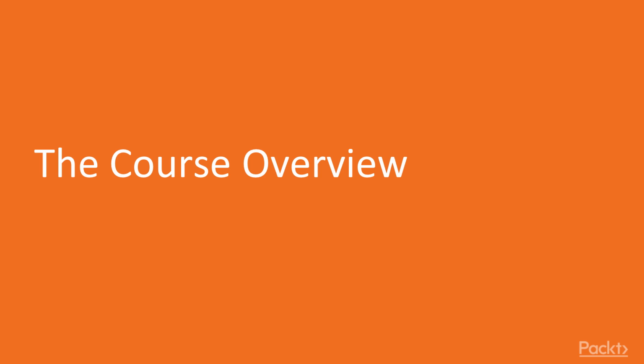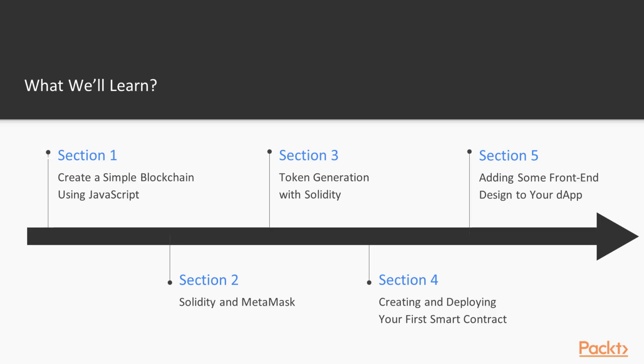So, what is the course outline? In this course, we'll be knowing how to create a simple blockchain using JavaScript, how to create a Genesis block, etc. We'll be creating Solidity smart contracts. We'll be using MetaMask extension, Solidity to create the ERC20 tokens or any other token generations. We'll be creating and deploying our first smart contract. We'll be adding some of the designs to our front end at the end of creating all decentralized application.